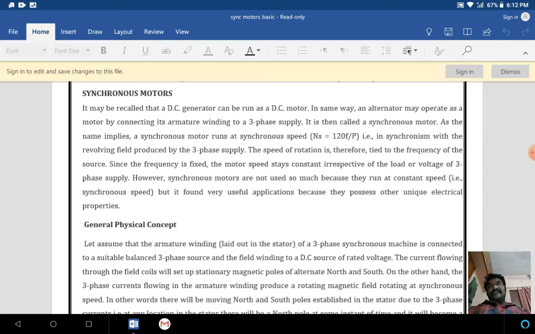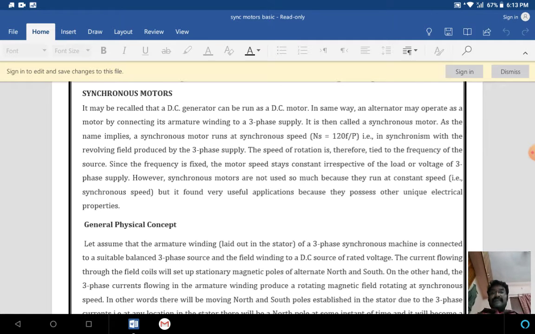A DC machine can operate as a DC generator as well as a DC motor. AC synchronous machines are the same type. When we give supply to the machine, it operates as a synchronous motor. When we take the supply from the machine, it acts as a synchronous generator. So an alternator may operate as a motor by connecting its armature winding to a three-phase supply. It is then called a synchronous motor.